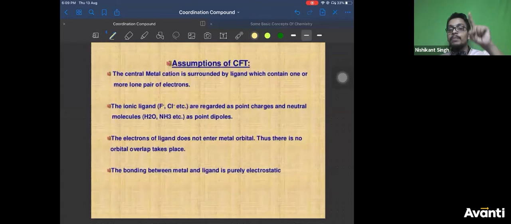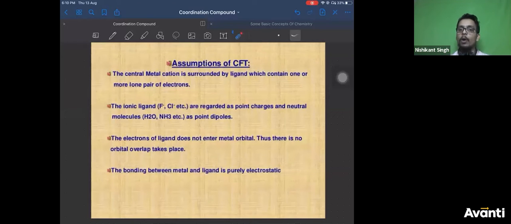Now, if you remember, VBT talks about the coordinate bond between the ligand and the central metal atom. But when you come to CFT, it removes everything which VBT has proved. It says the bond between the central metal atom and the ligand is completely ionic. It's a complete U-turn, a 180-degree U-turn. It says the metal atom and ligand form ionic bonds. Finished. So whatever you have done so far, it is the reverse of it.